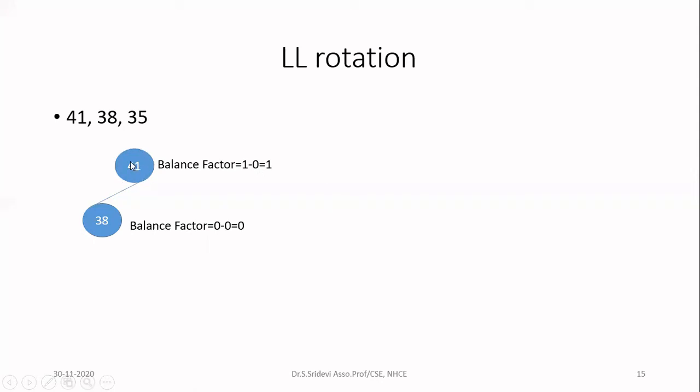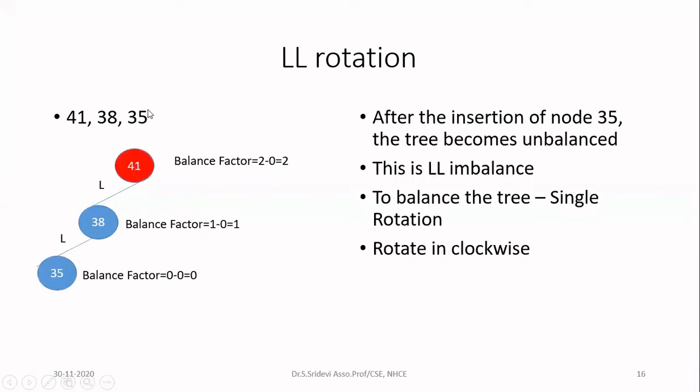For 41, we calculate the balance factor as the height of the left subtree minus the height of the right. In the left subtree, I have one link. In the right, nothing is there. So I'm getting the balance factor as 1. Now let us calculate the balance factor after inserting 35. 35 is less than 41, so it will go to the left subtree. Then again it is less than 38, so it will again go to the left of 38. There are no nodes after 38, so I am immediately adding 35 here.